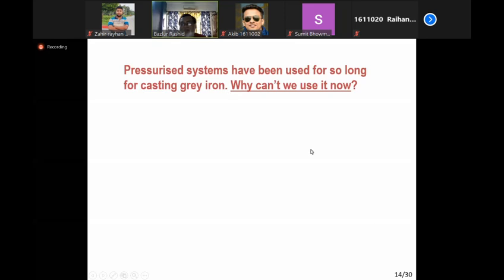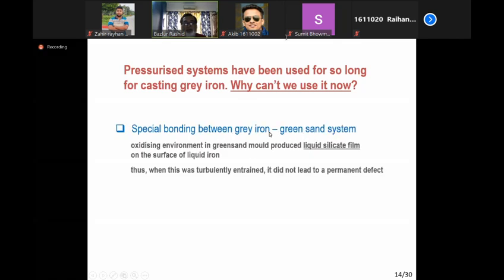Again, we are saying that in our textbooks, these types of systems are used. So why do we not use it now? What are the problems of using this type of system nowadays? Okay, first of all, this is because of the green sand system. In your lab classes, you use the green sand system. That means sand clay system. Bonding is done by clay and water.